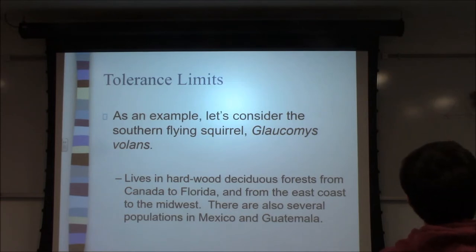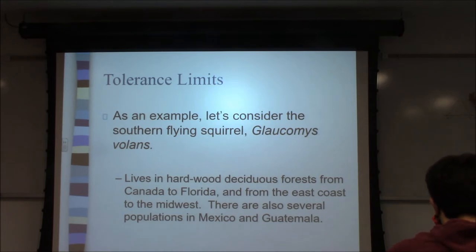It could be temperature. It could be moisture. It could be the availability of some food item. Usually, it's a combination of things. For northern flying squirrels, it's the presence of truffles. Once there are no truffles, there are no northern flying squirrels. There are no truffles when there are no conifer trees.